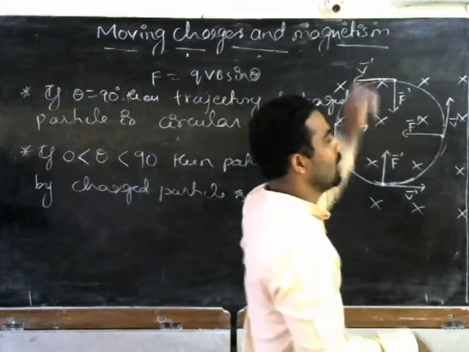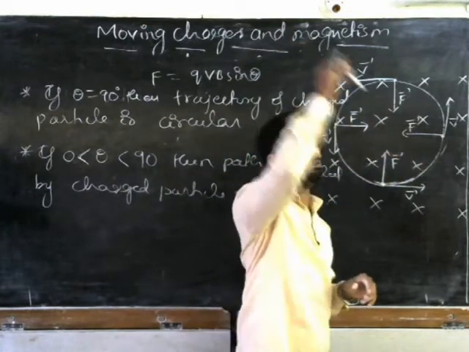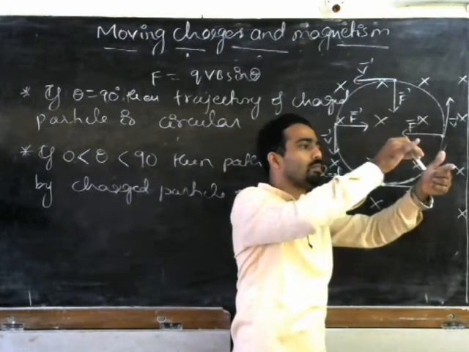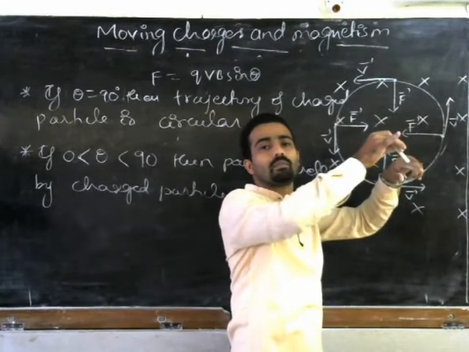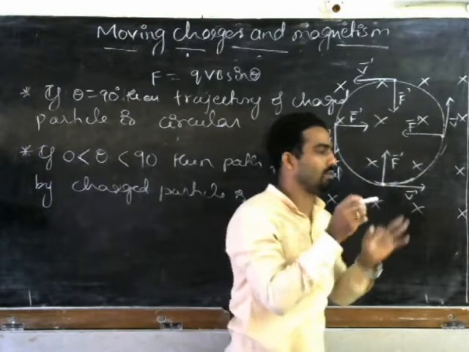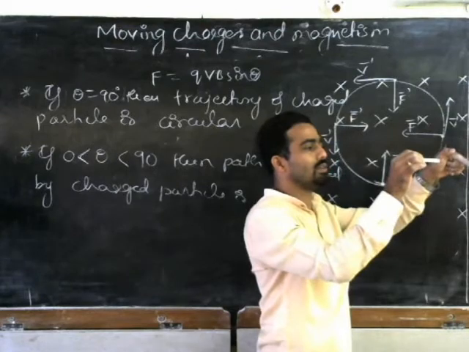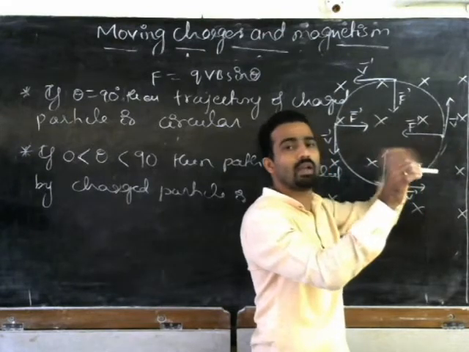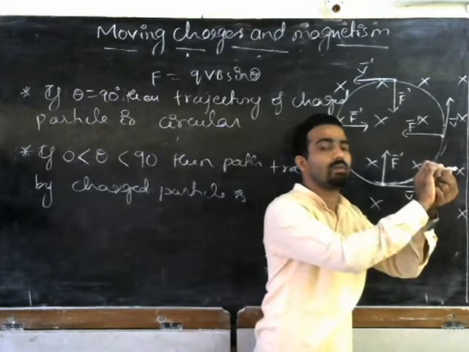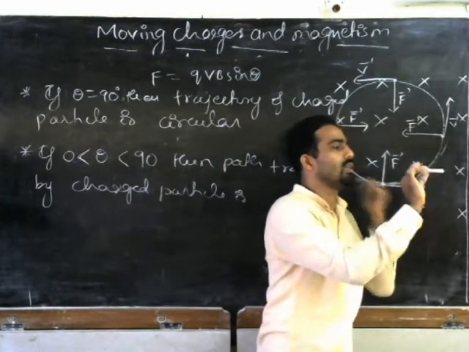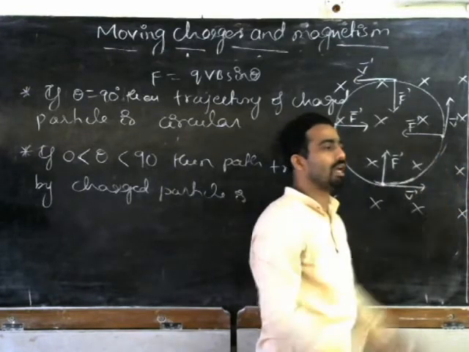For example, if the charged particle enters this magnetic field like this, then here the angle is not equal to 90 degrees. Let me say like this. See, if the particle is entering like this, then the angle with the magnetic field here is 90 degrees. If the charged particle is entering like this, then the angle will not be equal to 90 degrees.